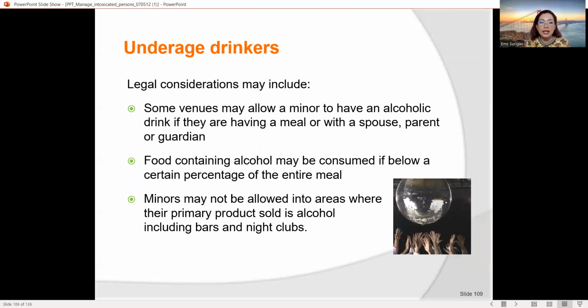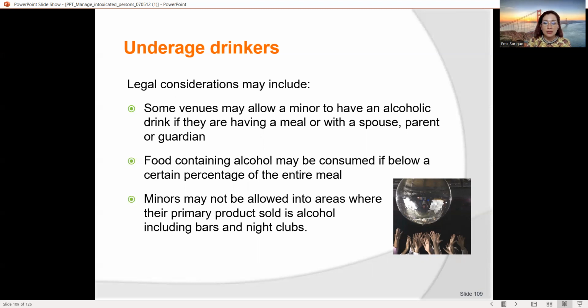Legal considerations may include that some venues may allow a minor to have an alcoholic drink if having a meal with a spouse, parent or guardian. So for underage drinkers, it should be with their parents. Food containing alcohol may be consumed if below a certain percentage of the entire meal. So there are legal considerations for that.